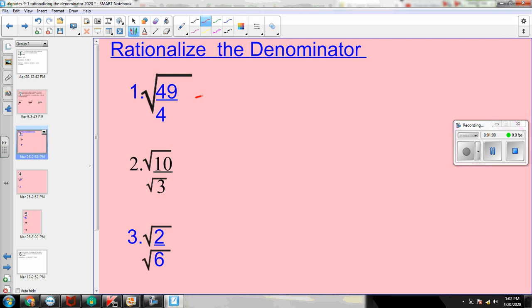If I look at number 1, I'm noticing that 49 and 4 are perfect square numbers. So this one's actually pretty easy because you can take the square root of 49 to get 7, the square root of 4 to get 2, and then we do not have a radical sign in the denominator. So you could say it's 7 over 2 or 3.5.